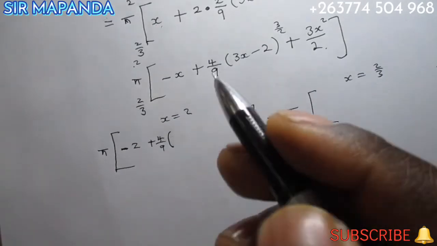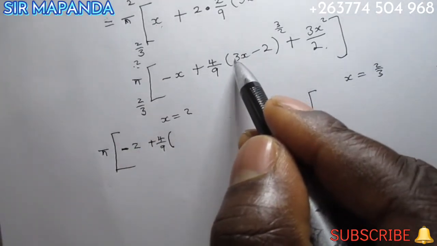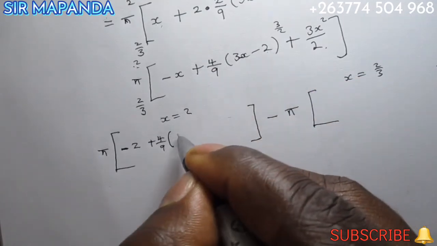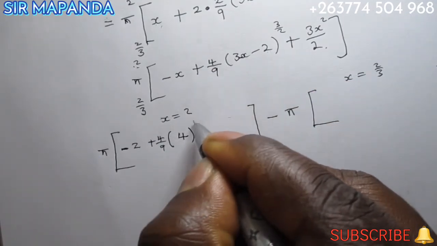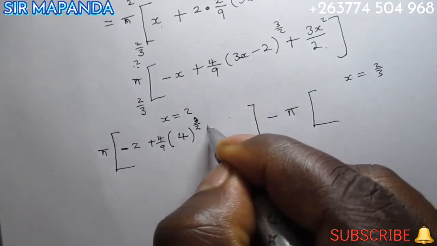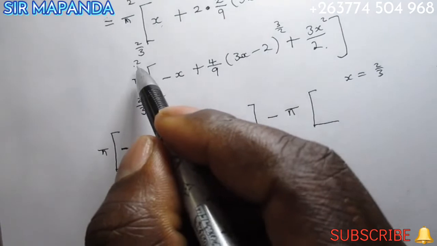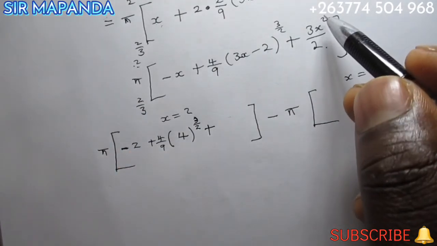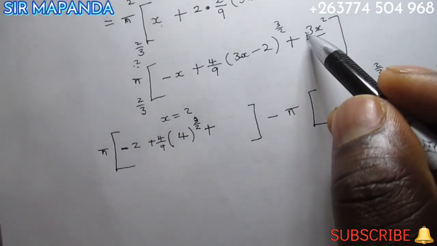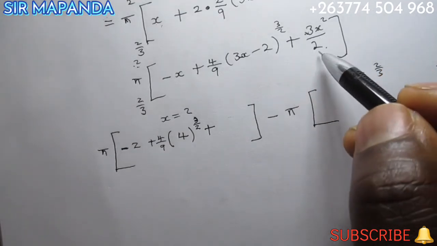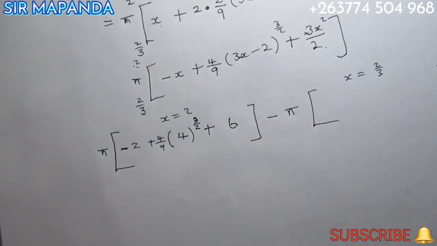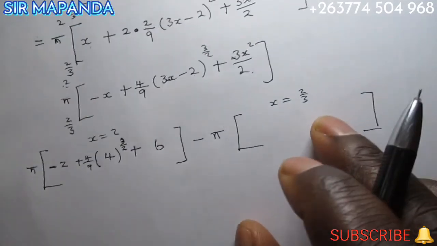Open bracket. 2 times 3, this is 6, right? So 6 minus 2, you get 4, to the power of 3 over 2. Plus. Then if you put 2 on x, this is 2 squared, which is as good as 4. Then 4 times 3, you get 12. Divided by 2, it gives you 6. I hope you are following. Then you move on to the second bracket.